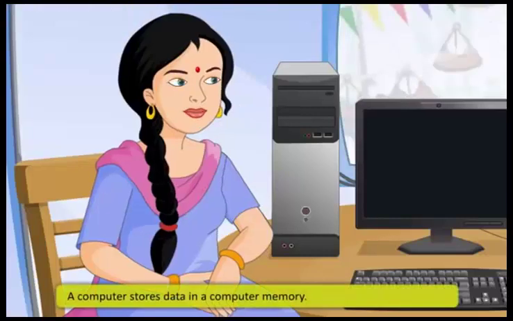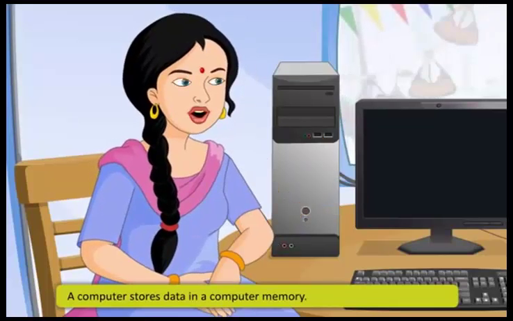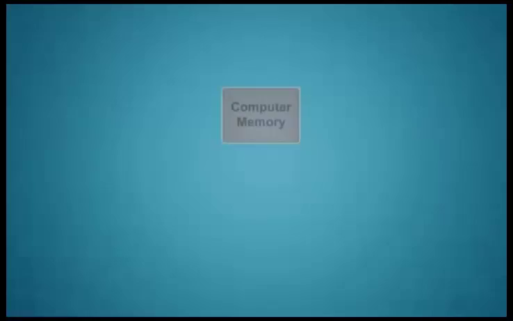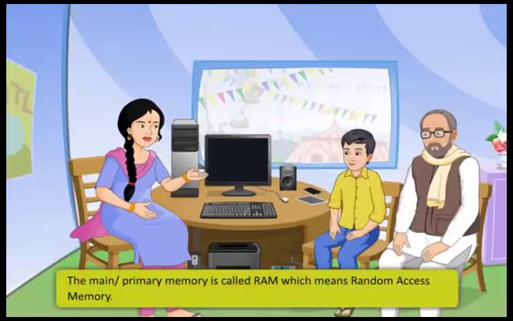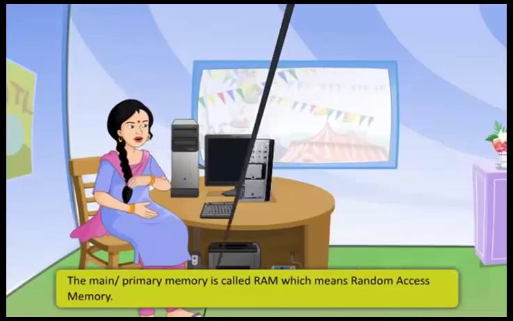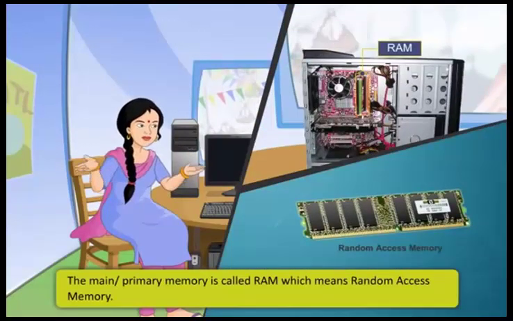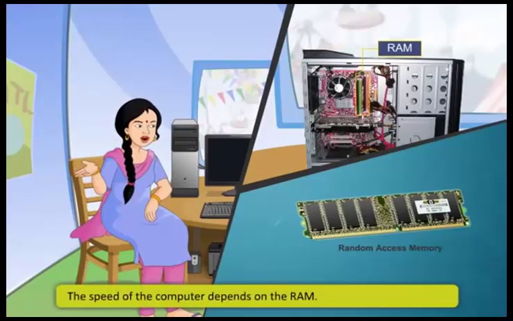Just like your brain helps you in keeping a lot of important things in mind, so a computer stores data in what is called a computer memory. A computer has two types of memory: primary or main memory and secondary memory. The main or primary memory is very fast. It is called RAM, which means Random Access Memory. The speed of the computer depends on the RAM.